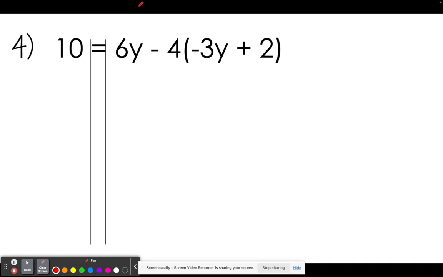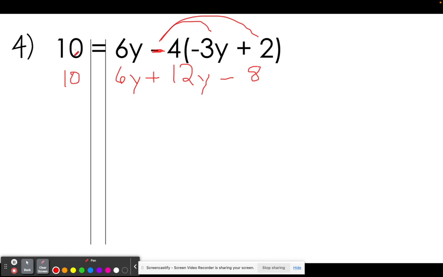I have all sorts of things going on. I have some distributing. I think we're combining like terms. I can't lose track of the fact that I have a minus here in front of that 4. So I'm going to distribute a negative 4 to both of my terms inside the parentheses. I'm going to write down my 6y. Negative 4 times negative 3y is a positive 12y. Negative 4 times positive 2 is a negative 8. And all of this should equal 10.